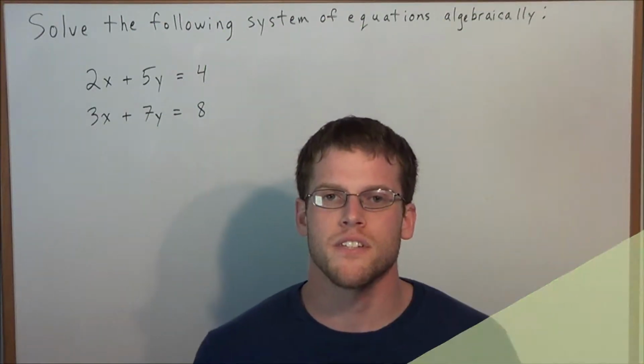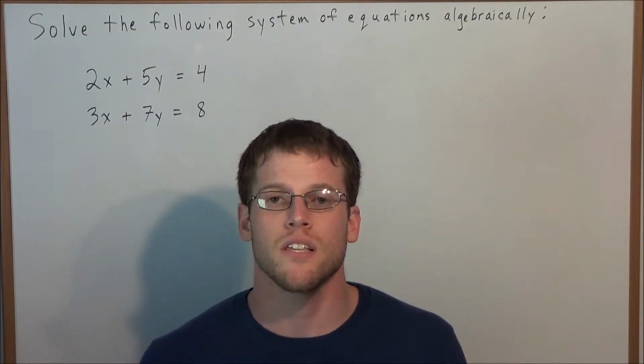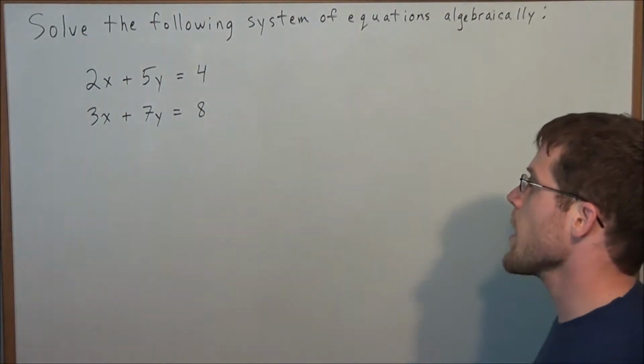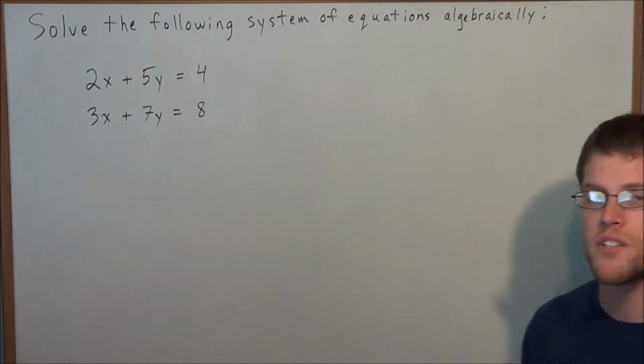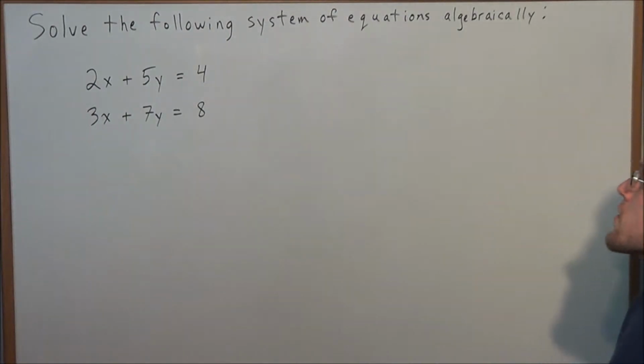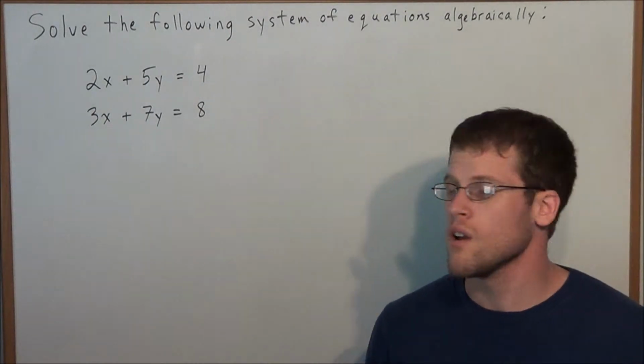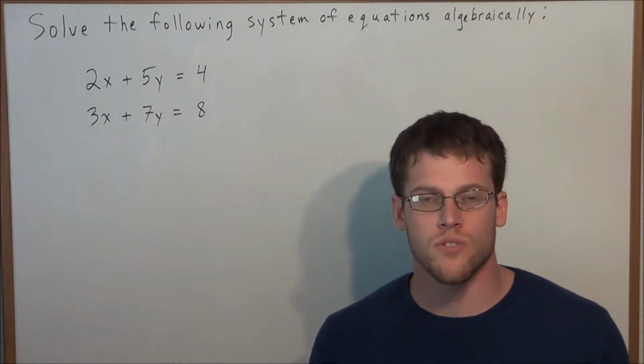Hi, my name is Vincent, and today I want to take a look at a linear system of equations. So we have: solve the following system of equations algebraically. And we're looking at 2x plus 5y equals 4, and we have 3x plus 7y equals 8.